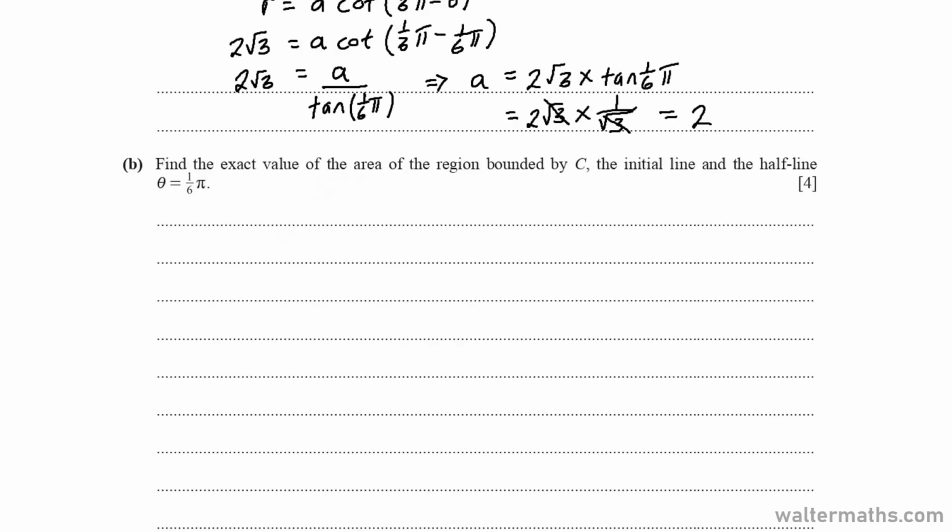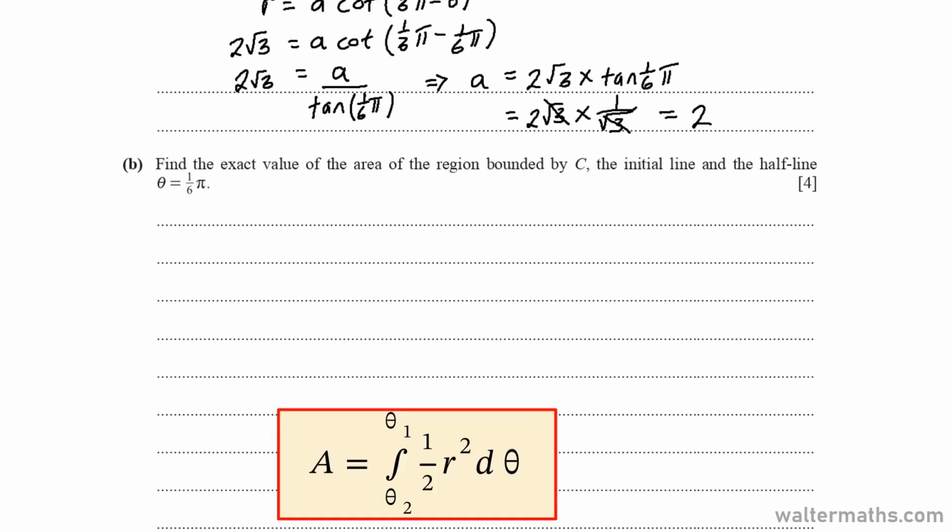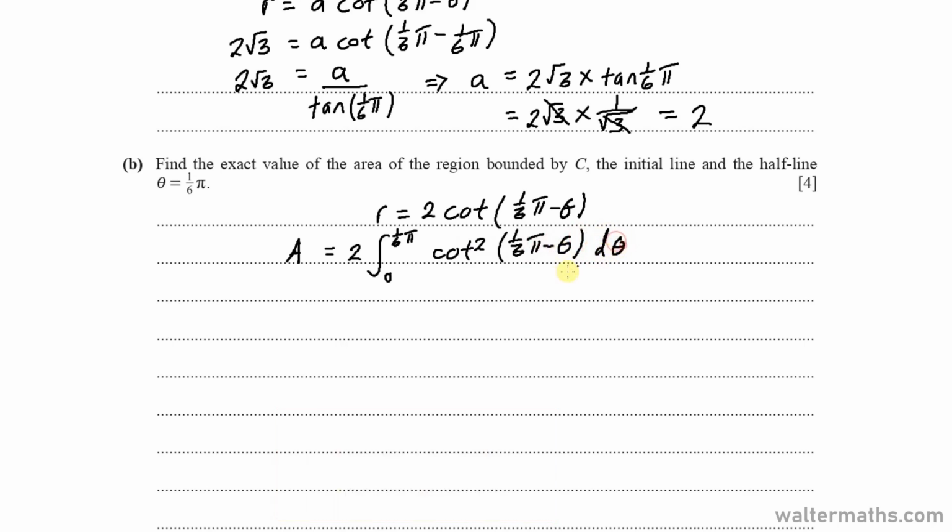Now, in order for us to find the area bounded by the graph, what we're going to do is use this formula here. So since in our case, we got a to be 2, the equation of the curve is 2 cot of a third pi minus theta. Now, applying this into the formula for area, we say area is equal to, factoring out the 2, 2 times the integral from 0 up to a sixth pi, those are the limits, of cot squared of a third pi minus theta, with respect to theta.